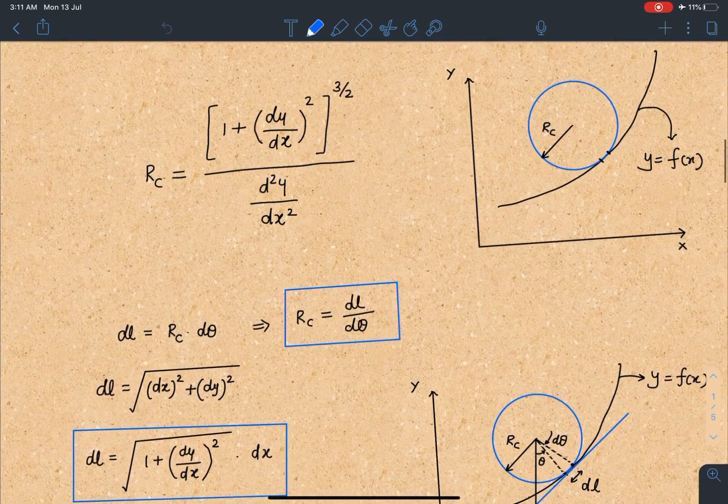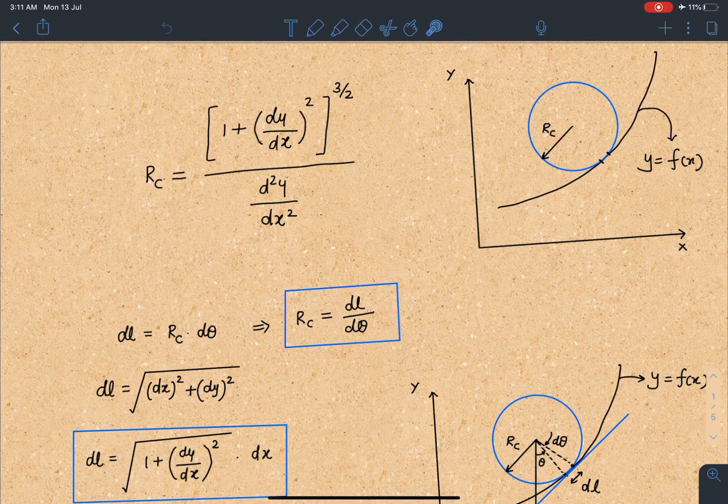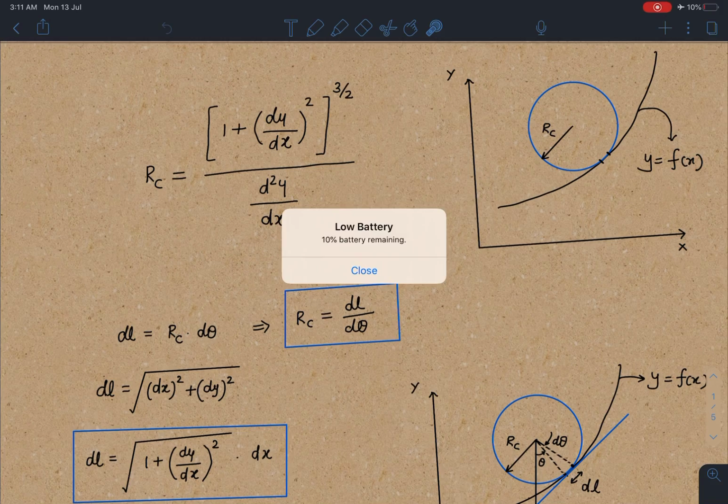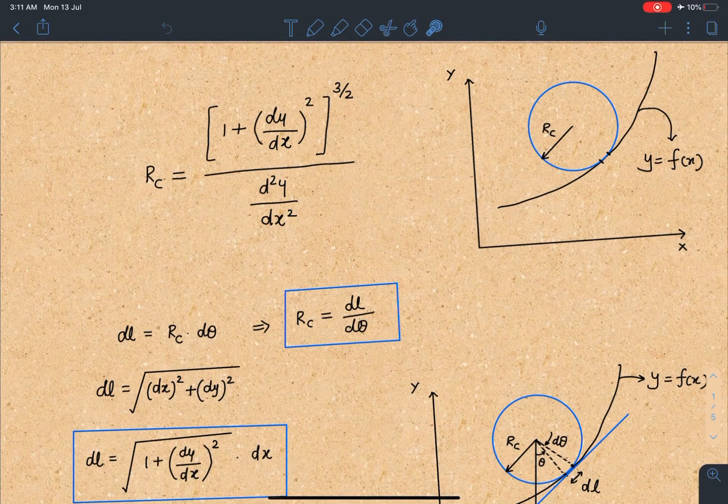Now this formula is very common and you'll be seeing it almost in every book, but I don't think you can ever find the proof of it. So today we are going to discuss the proof of it, how this equation has been derived. Okay, so let's start today's video.